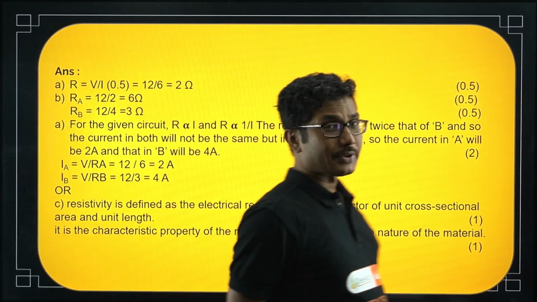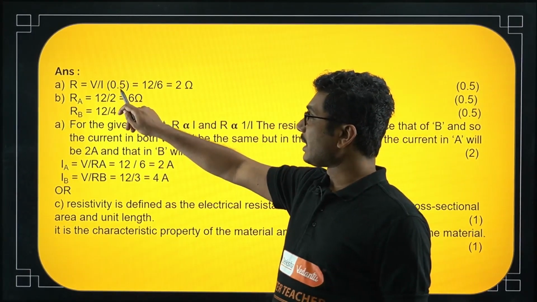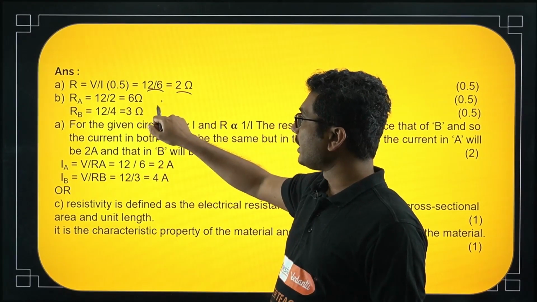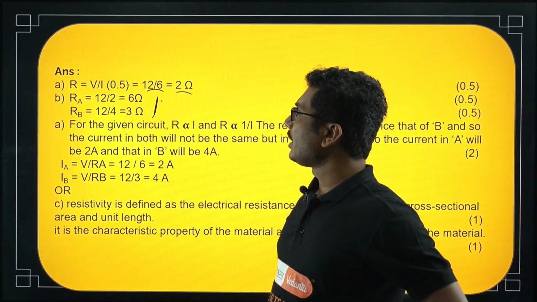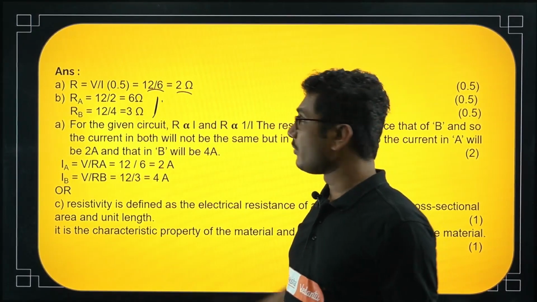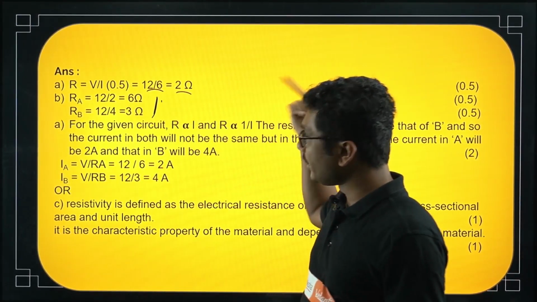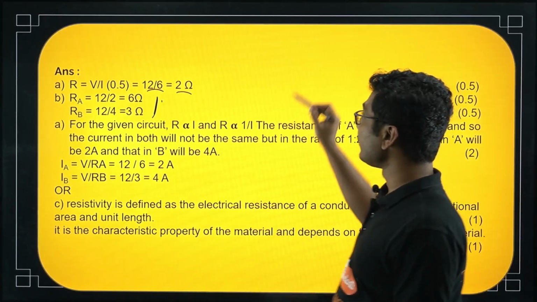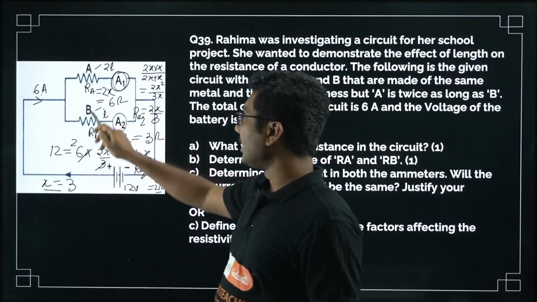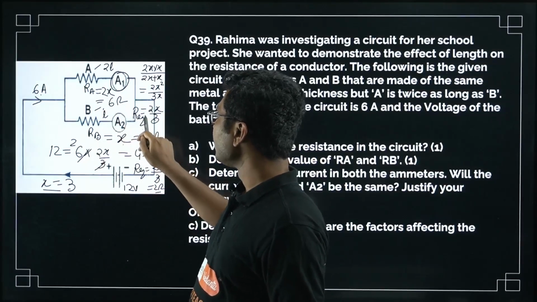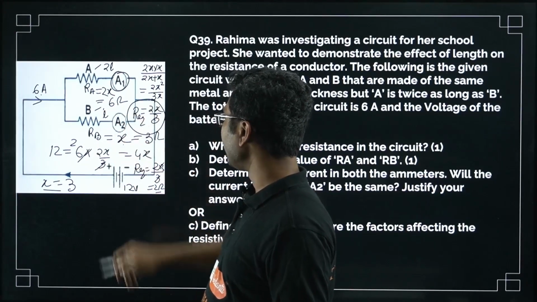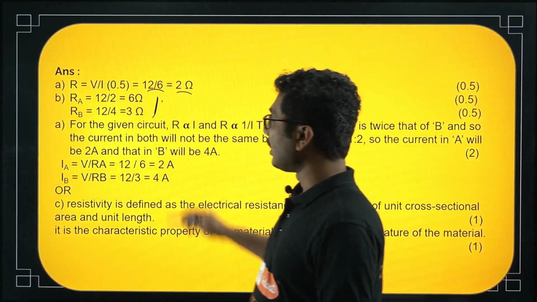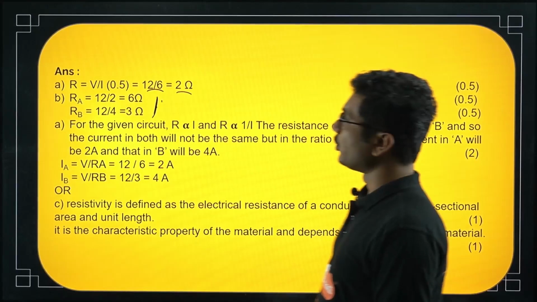So the resistance of the circuit you can directly calculate as V by I, that is 2 ohm. RA and RB they have done by a different method, but this method is okay if you know it. Otherwise, use the method that I have shown you: assume this resistance is X, this is 2X, so the equivalent resistance is 2x by 3. Using that you can calculate RA and RB to be 6 ohm and 3 ohm.